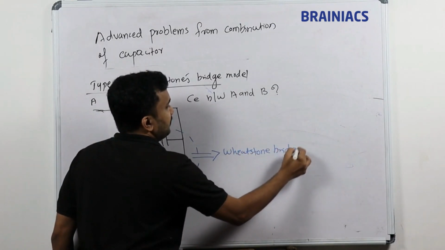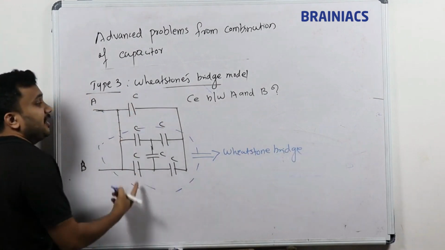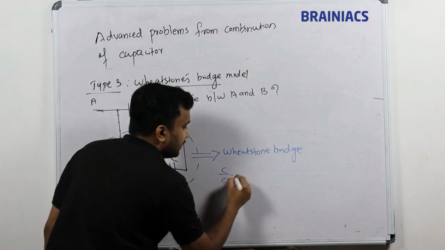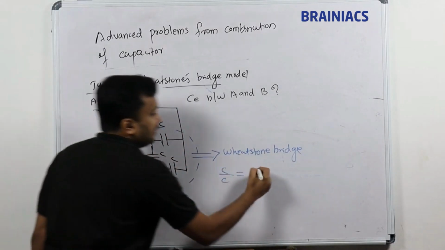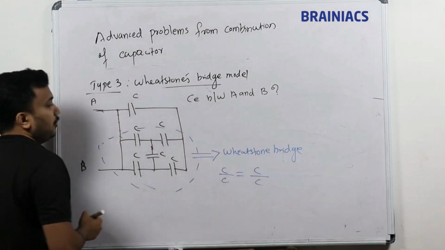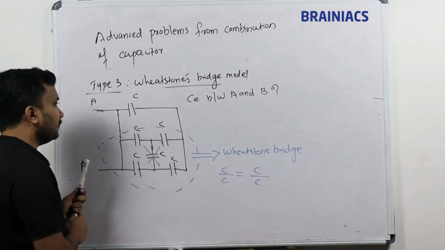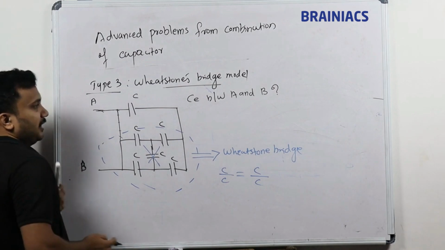In a Wheatstone bridge, what do we have to check? We have to check the left hand side ratio, C by C, is equal to the right hand side ratio, C by C. So what can you remove? You can ignore this middle one. Now we have to redraw the circuit diagram.